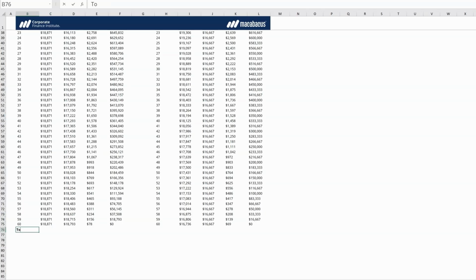So let's actually calculate some totals. Using Alt equals, we have a fast sum formula. And then we will copy. We can fill right using Control R. As we know, calculations should be separated by a border. So we're going to use kind of a fun Macabacus shortcut.